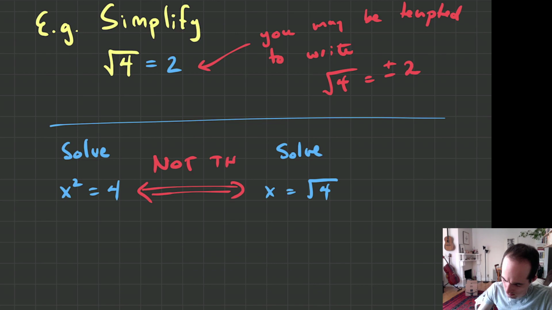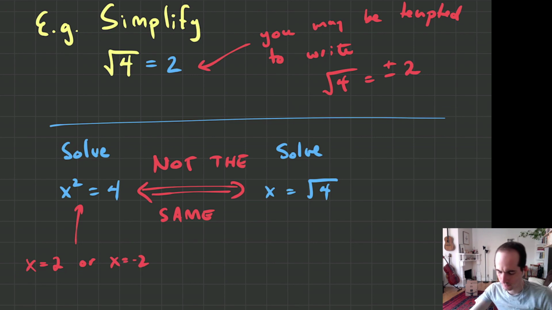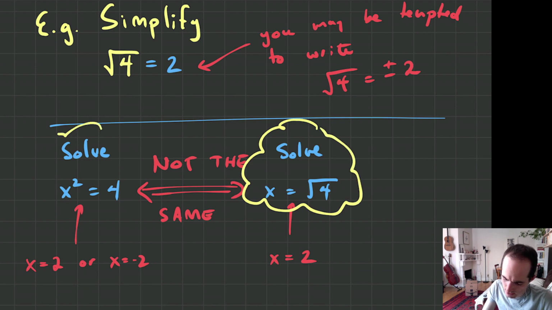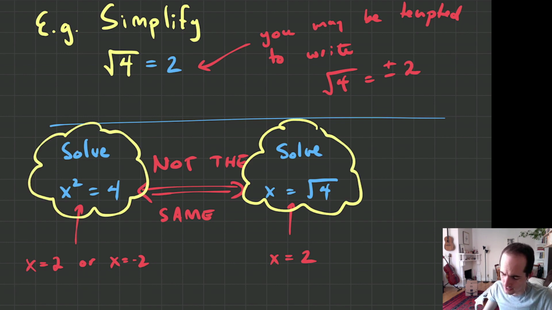This first one has two solutions. It says that x is equal to positive 2 or x is equal to negative 2, because when I square either of these numbers, I get 4: 2 squared is 4 and negative 2 squared is also 4. Whereas this one over here has just one solution, and that is x equals 2. So there's a major misconception that a lot of people think this is the same as this. They're different. These are different equations.